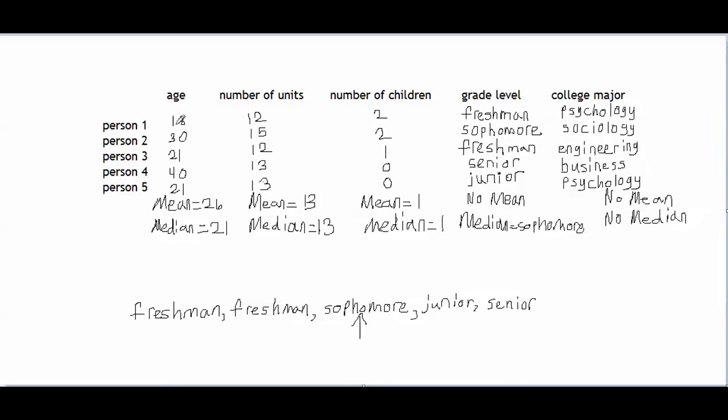When you have a set of quantitative data, you can find the mean and the median. When you have a set of ordinal data, you can find a median, but you can't find a mean. When you have a set of nominal data, you can't find a mean or a median.